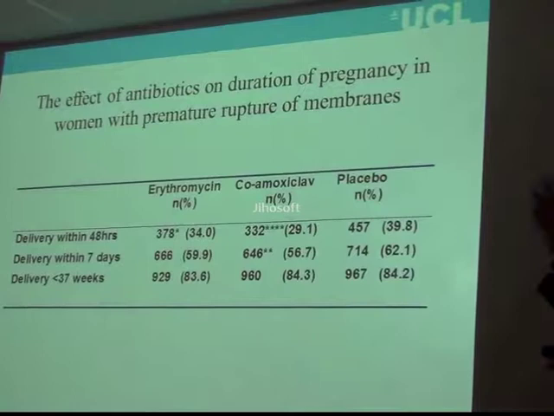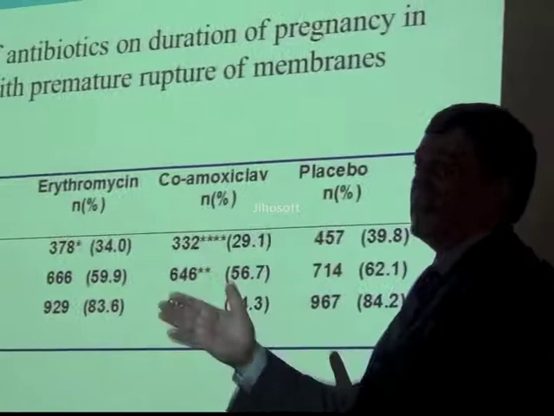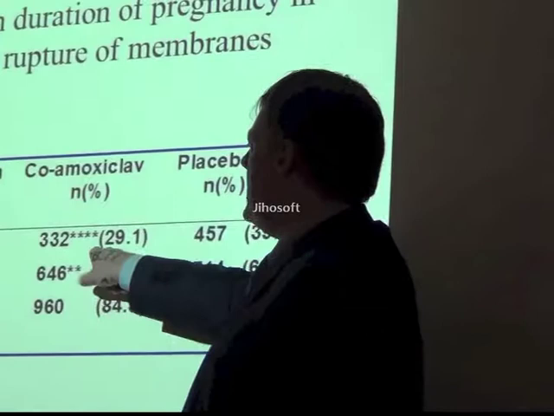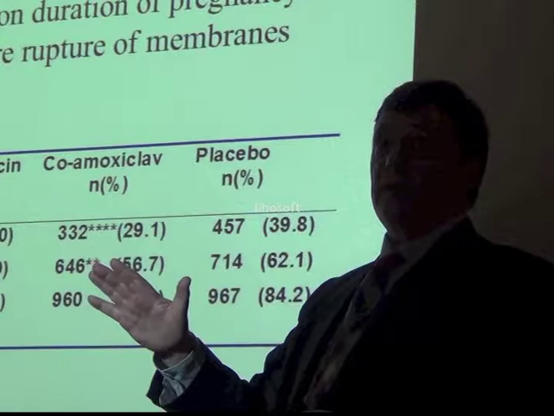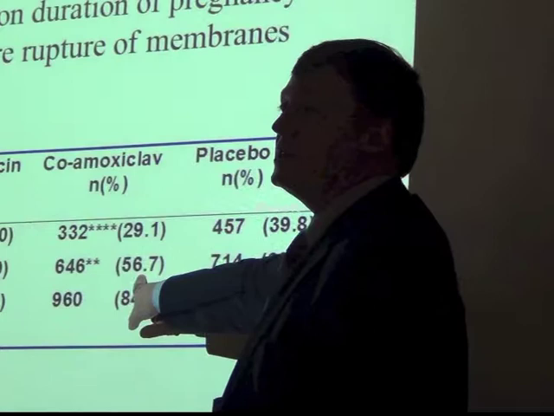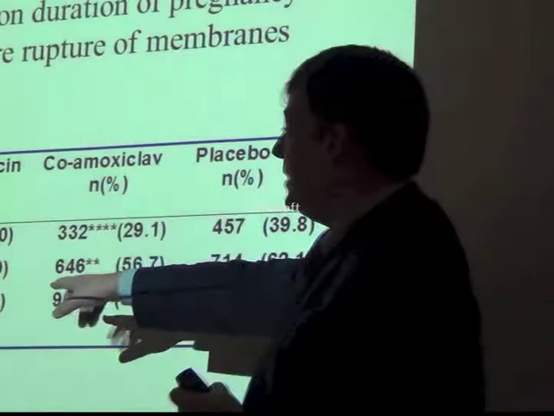These are the results for the timing of delivery. So these asterisks represent the degree that this was a significant difference. So you can see that for delivery within 48 hours, co-amoxiclav was great, 29% delivered within 48 hours, versus nearly 40% on placebo. Big difference. Delivery within 7 days, no tocolytic therapy currently on the market delays birth for 7 days. Co-amoxiclav does. 56% versus 62%, a significant difference. Erythromycin did a little bit for 48 hours, but not for 7 days.